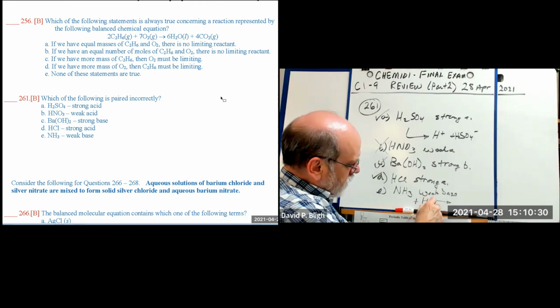Now 268. How do you do the net ionic equation? You look for common elements on both sides. So we've got a barium here and a barium there. Aqueous solution, equal amounts. 2 nitrates. Those are spectators. So now our reaction is 2Cl minus plus 2 silver yields 2 silver chloride. Right?